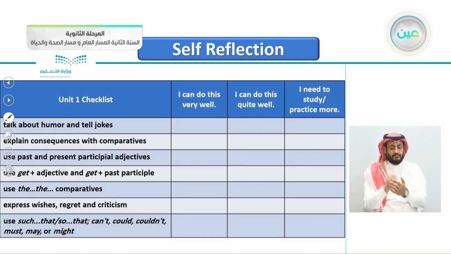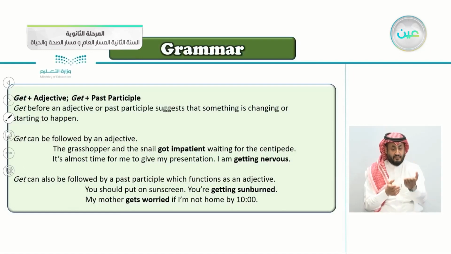Use get plus adjective and get plus past participle. Here, get plus the adjective and also get plus the participle. If you remember this lesson, get before an adjective or past participle suggests that something is changing or starting to happen. So things are changing. I'm getting tired, for example. I'm changing here. I'm becoming tired. Get can be followed by an adjective. The grasshopper and the snail got impatient. So their mood is changing. They're becoming impatient, waiting for the centipede. It's almost time for me to give my presentation.